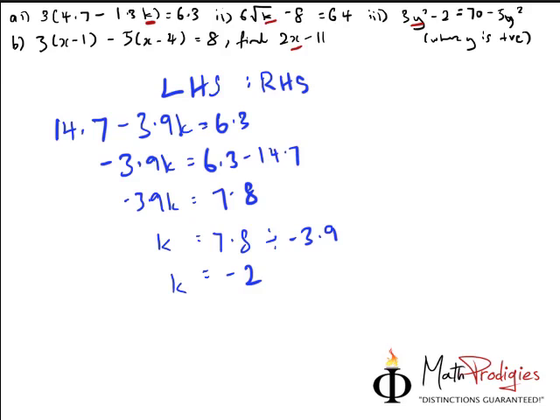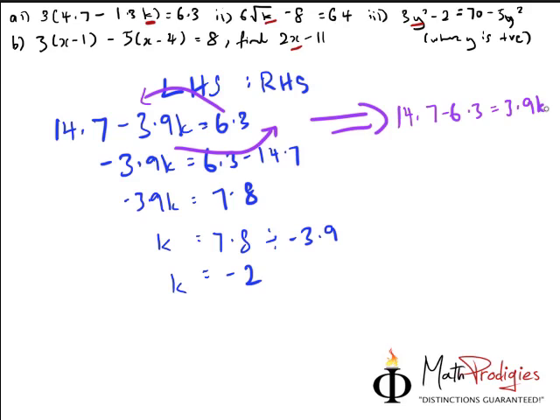Now, on the other hand, if you want to do a different method, which I would prefer because it makes things so much easier without a minus sign, for more complicated questions, not for this question. So let's say from here, I would just simply bring over the 3.9k to the right hand side and bring the 6.3 over to the left hand side. So it becomes 14.7 minus 6.3 equals to 3.9k. And then from there you just simply get 7.8.